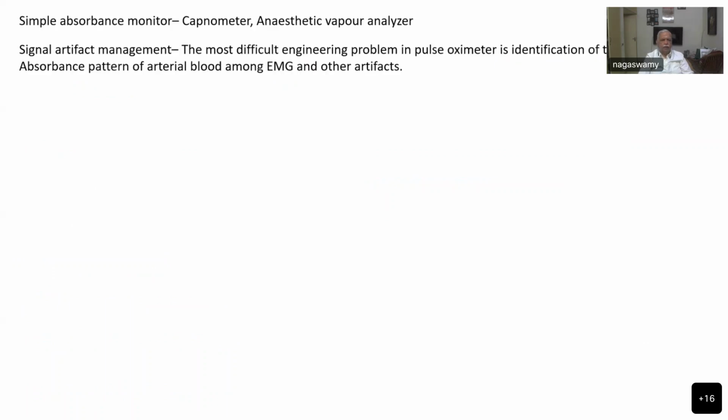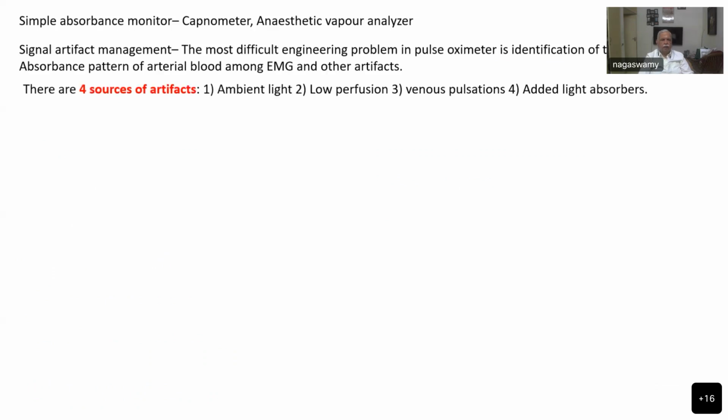Signal artifact management. The most difficult engineering problem in the pulse oximeter is the identification of the fluctuation and absorption pattern of arterial blood among EMG, that is electromagnetic interference, and other factors. There are four reasons for this. So when a pulse oximeter is not working properly or giving a correct reading, you must be able to identify what all the causes are. It may be ambient light, low perfusion, venous pulsation, or added light absorbers. And all these produce a low signal to noise ratio. That is, the noise is exaggerated, the signal is underplayed, so you don't get a proper signal.